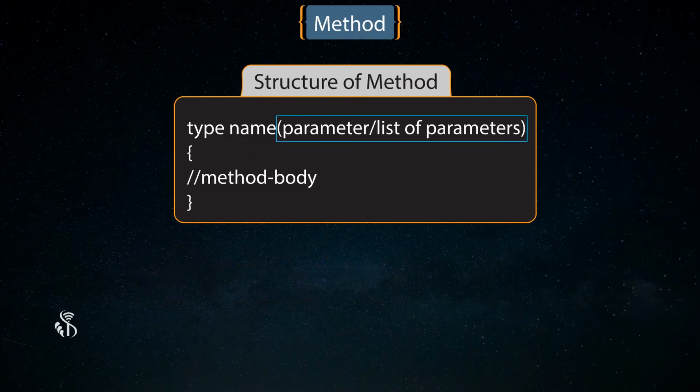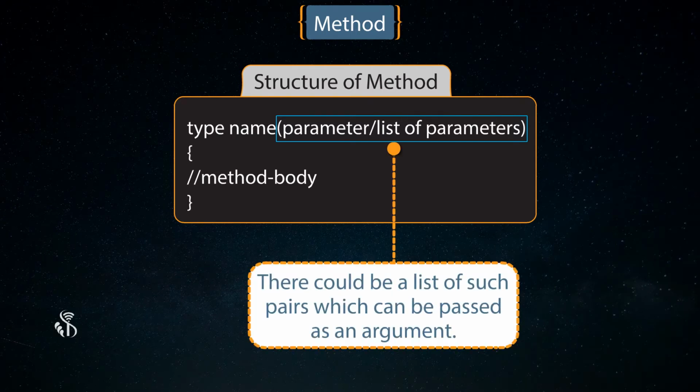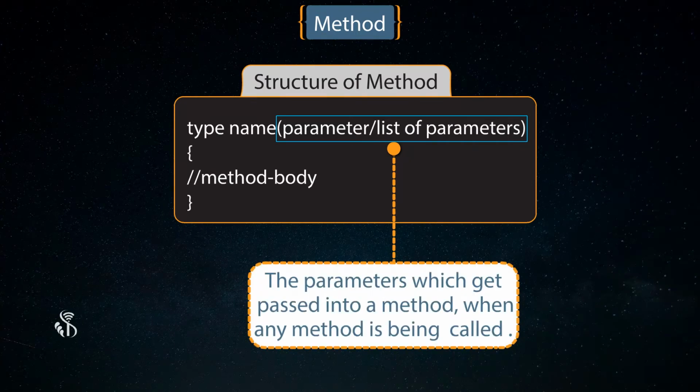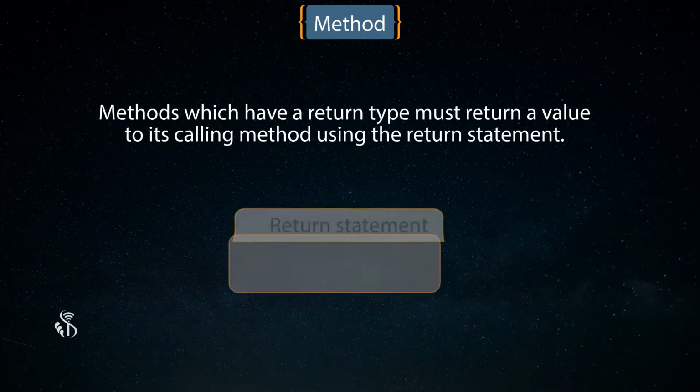What is a parameter list? Parameters are type and identifier pairs. There could be a list of such pairs which can be passed as arguments. These are the parameters which get passed into a method when any method is being called. Methods which have a return type must return a value to the calling method using the return statement.